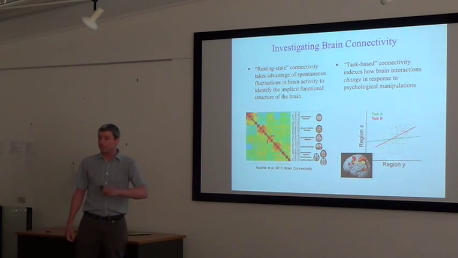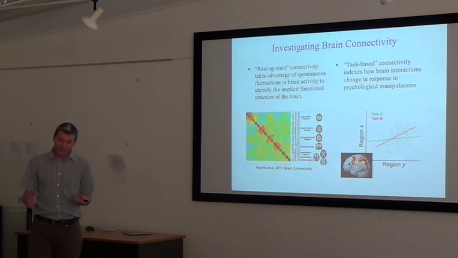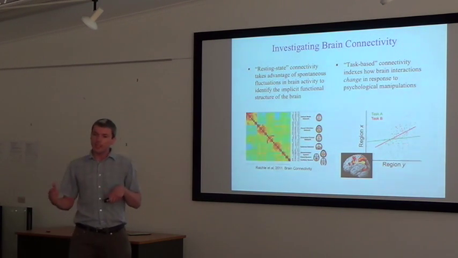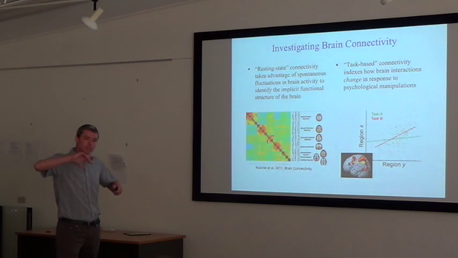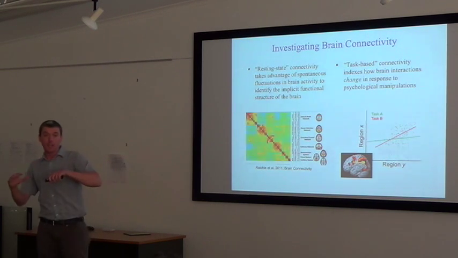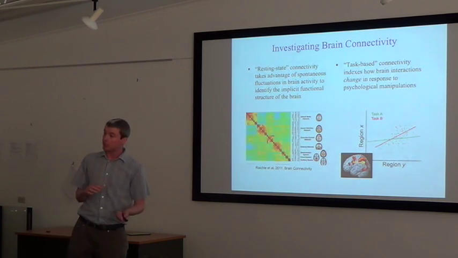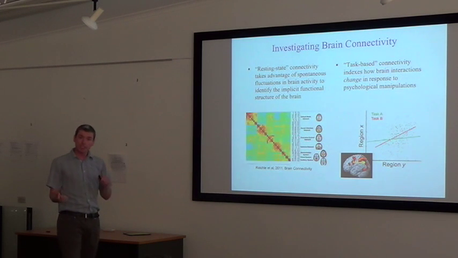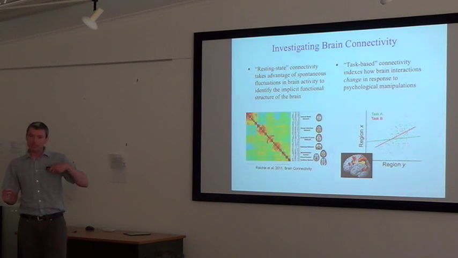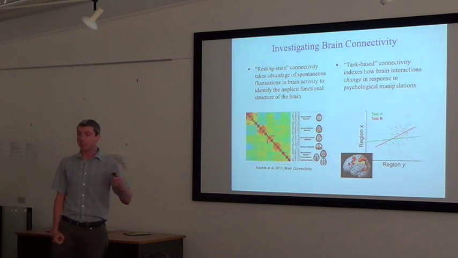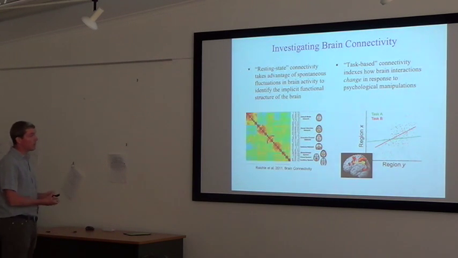When we're talking about task-based connectivity, there's a number of ways to do it, but generally what we're interested in is how regions are interacting during task A and how that interaction changes during task B. So if we see a change in the strength of the interaction, it suggests that these regions are task relevant. And so in this case, again, we have region X, region Y.